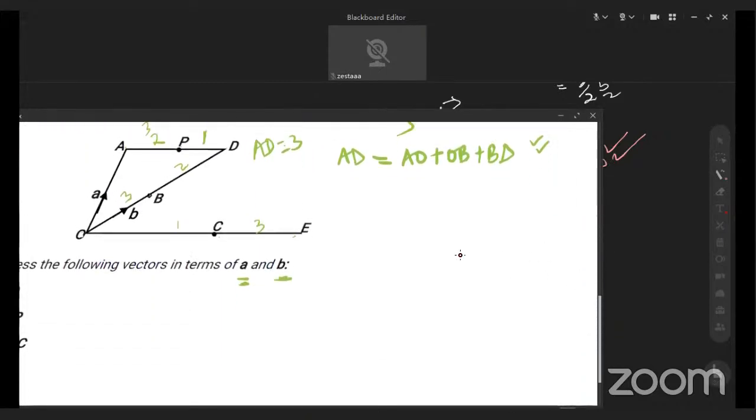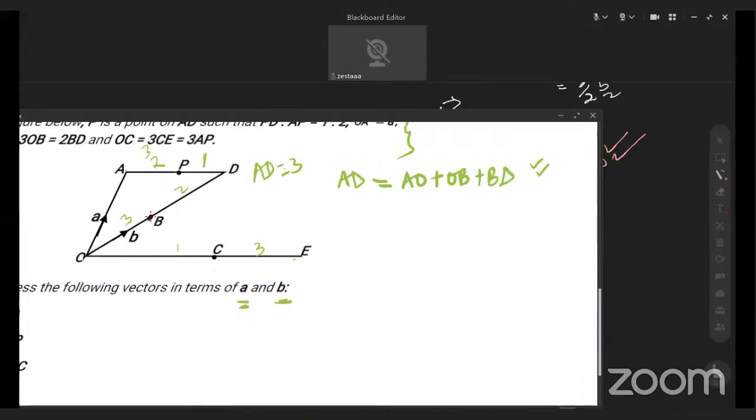How should we get from B to P? Meaning we draw here an imaginary line, okay? An imaginary line from that. So how would you get your BP? Anyone to tell us here? How would you get your BP?